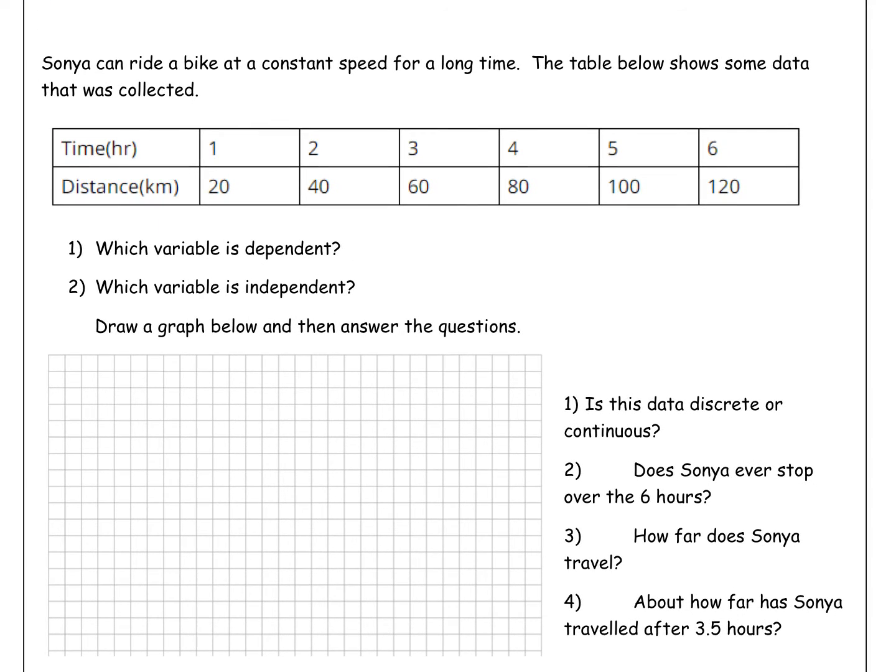Sonia can ride a bike at a constant speed for a long time. The table shows some data that was collected. So after 1 hour, they're at 20 kilometers, 2 hours, 40, 3, 60, and so on. Which variable is dependent and which is independent, okay?